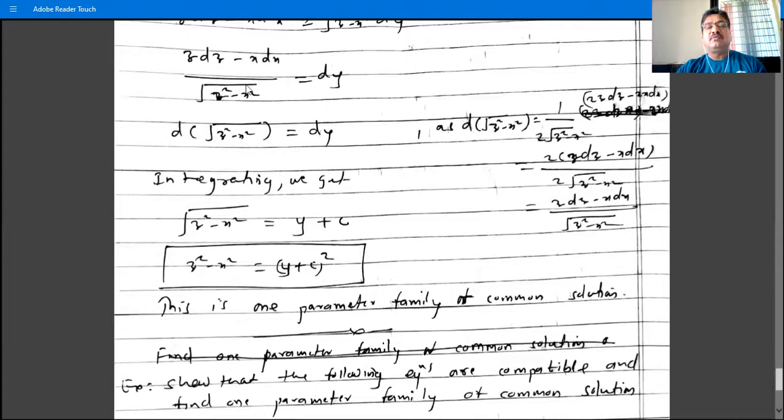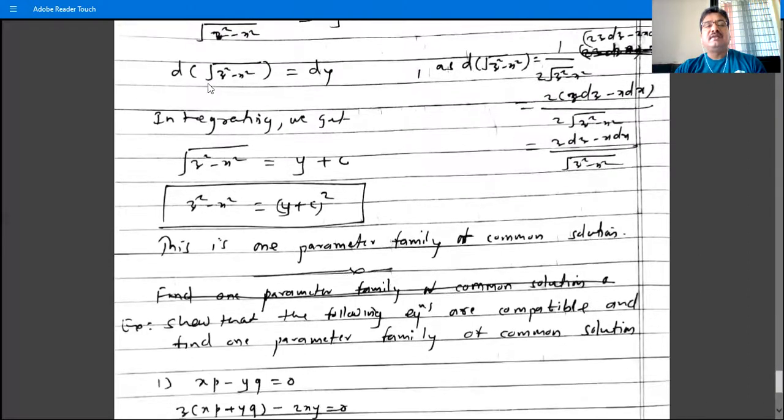So what is the derivative of root(z² − x²)? It is 1 by 2 times root of (z² − x²), that is, the derivative of root u is 1 by 2 root u, so 1 by 2 root(z² − x²) into the derivative of z² − x², which is 2z dz − 2x dx. Then take 2 as common and cancel the 2, we have (z dz − x dx) divided by root(z² − x²). That is the derivative of root(z² − x²) = dy.